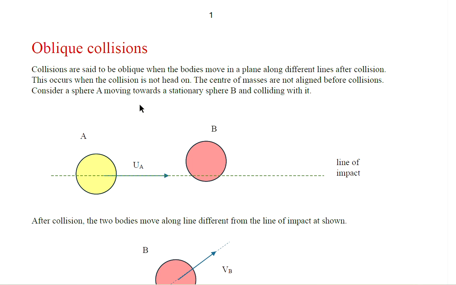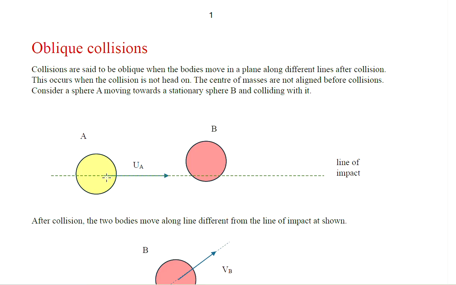Hello all of you. So we're going to have a look at oblique collisions. What exactly are oblique collisions? Well, it's one where you have two or more objects which are going to collide such that the line of impact is not along the center of masses of the two objects.